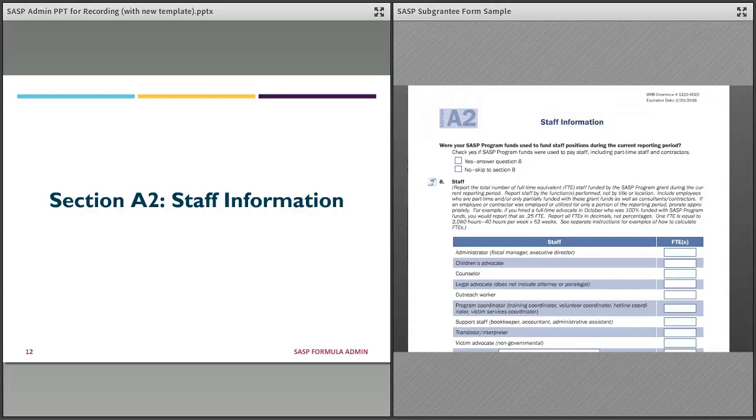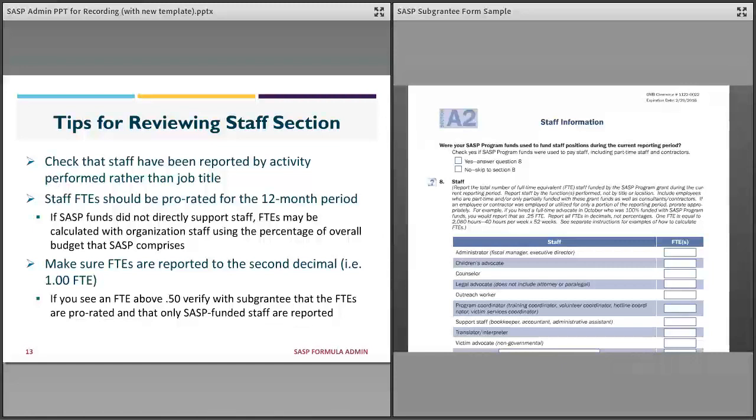Next, we will go over Section A2, Staff Information, of the SASP Program Subgrantee Form. We do have some tips for administrators who are reviewing staff sections. You should check that staff have been reported by activity performed or job function rather than by job title. This is because we know that many staff perform many different functions that can fall into multiple categories, and we want to make sure that all of that is captured.